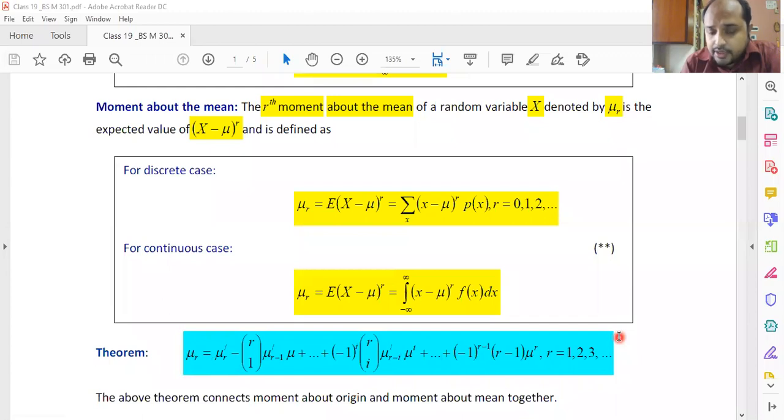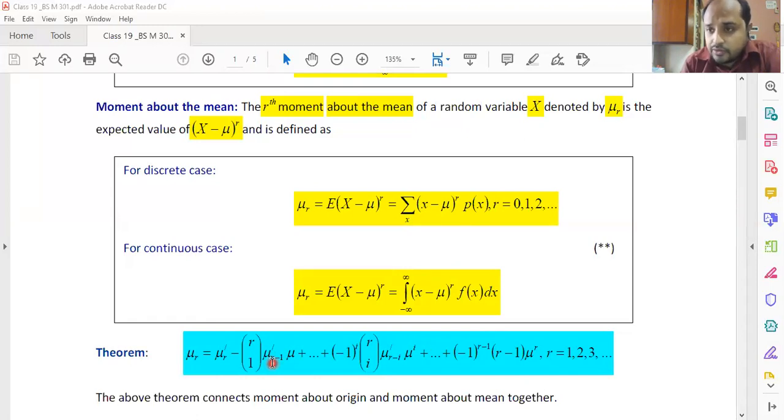Write this particular formula in your copy and you see that the rth moment about mean has been expressed about, all the mu's have been expressed about mu primes. On the left hand side we have mu r, on the right hand side you have mu r prime minus rC1 mu r minus 1 prime mu plus ... plus minus 1 to the power i rCi mu r minus i prime mu to the power i plus ... plus minus 1 to the power r minus 1 into mu to the power r, where r takes values 1, 2, 3 up to infinity, and r will take value from 1.